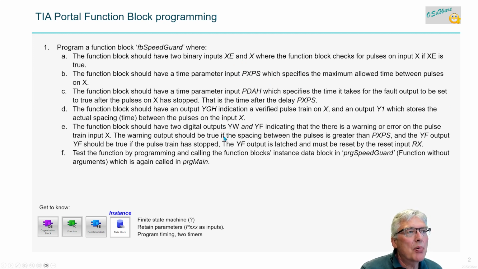Have 2 digital outputs, warning and fault. Warning indicating pulses have stopped, and YF indicating now they have stopped for too long. This is what it says. And then again, test the function, calling in program main, making an instance data block, and so on.